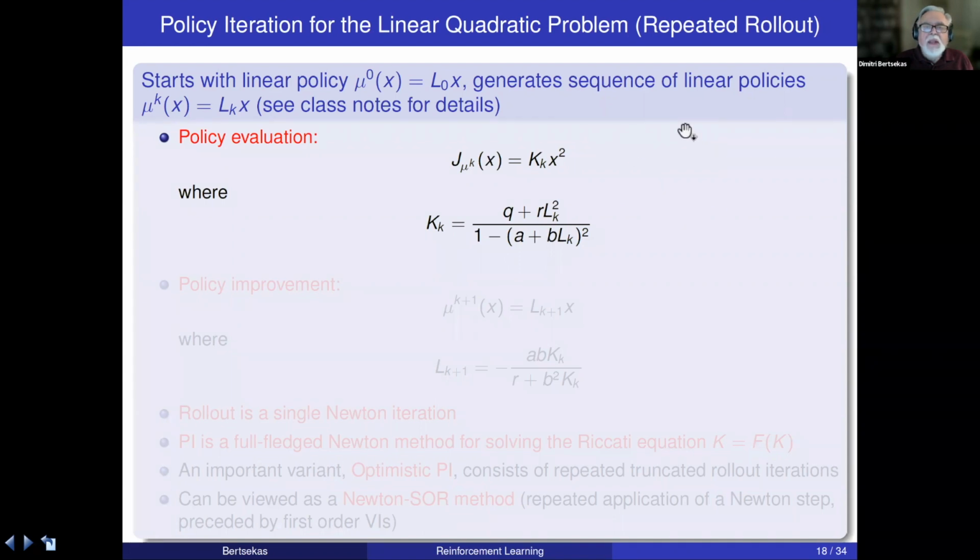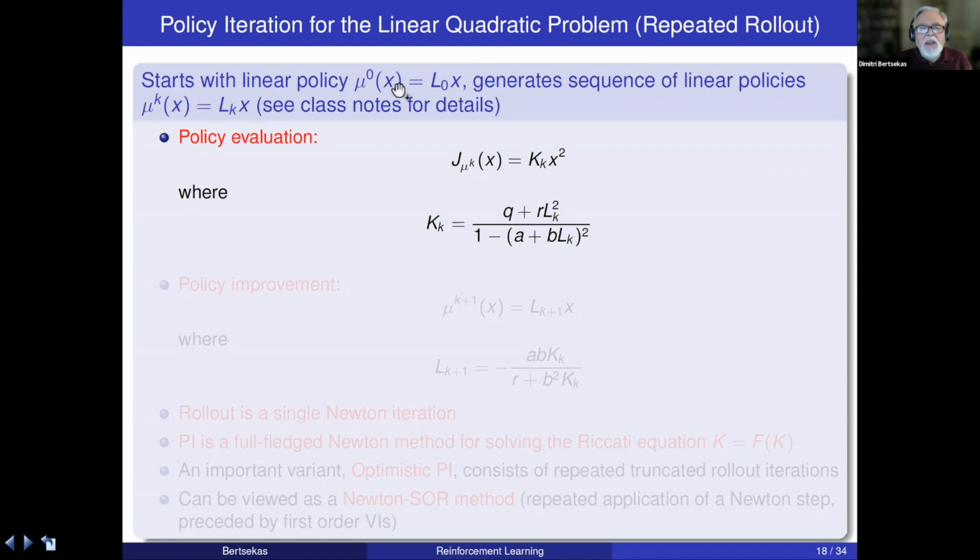So now let's look at policy iteration for the linear quadratic problem. Policy iteration is just repeated rollout. You start with a base policy mu0, which is linear and stable, and then you obtain another linear policy mu1, and then another linear policy mu2 that is obtained by rollout on the preceding policy, and so on.